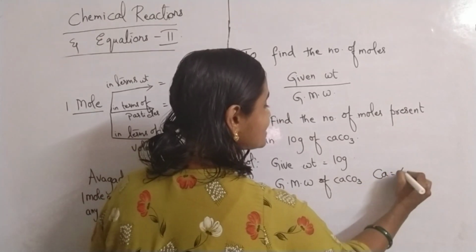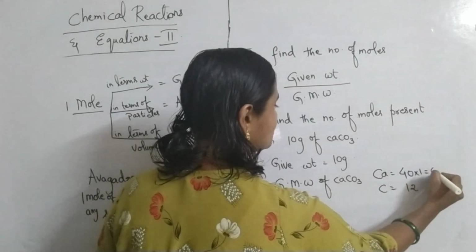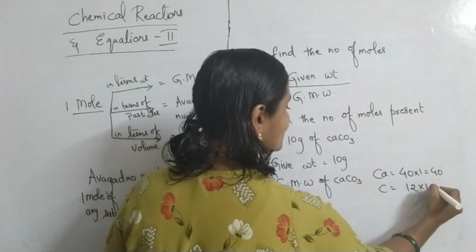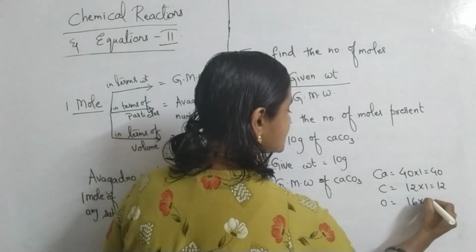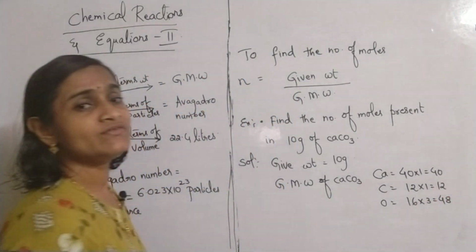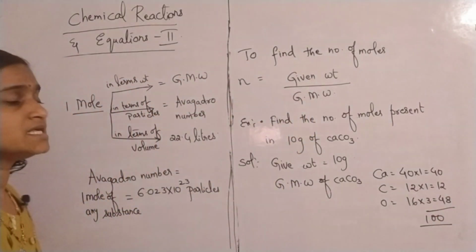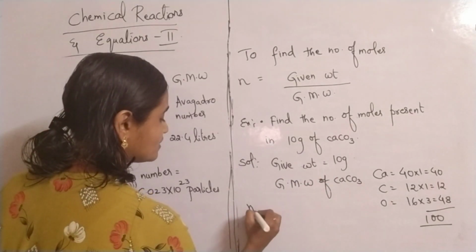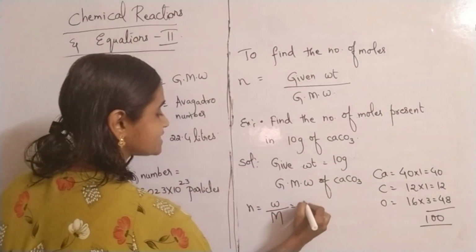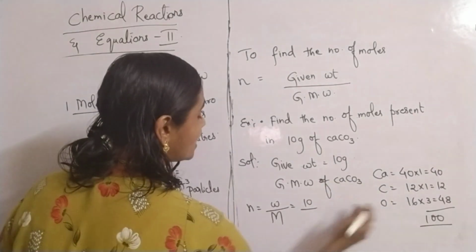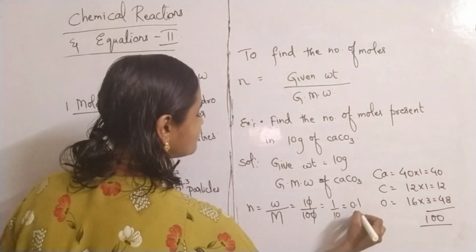Calcium is 40, carbon is 12. Here one calcium is there, so 40 into 1 is 40. One carbon atom is there, 12 into 1 is 12. And oxygen is 16, and 3 oxygen atoms are there, so 16 into 3 is 48. If you add all those, you get 100. So the gram molecular weight of CaCO3 is 100. So number of moles n is equal to small w by capital M. Here small w is given as 10 and capital M, the molar mass, we got as 100. So the answer is 1 by 10, that means 0.1 moles.